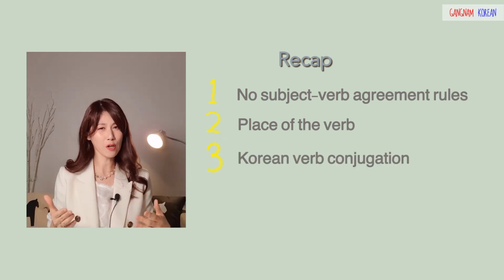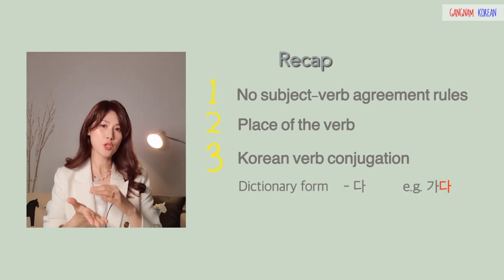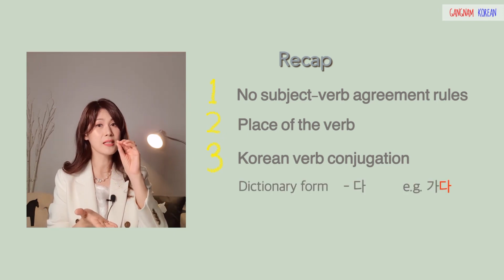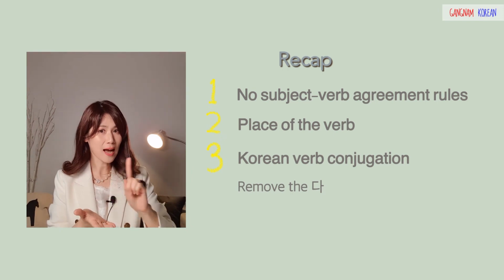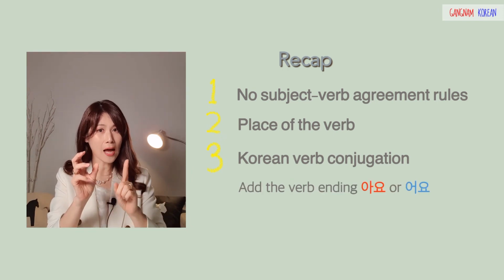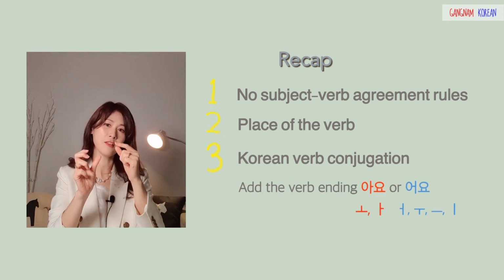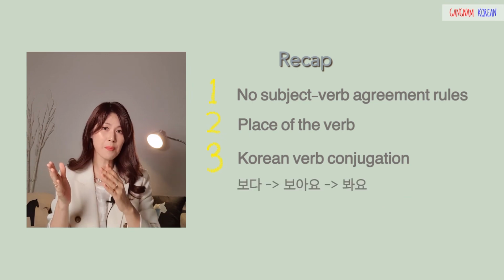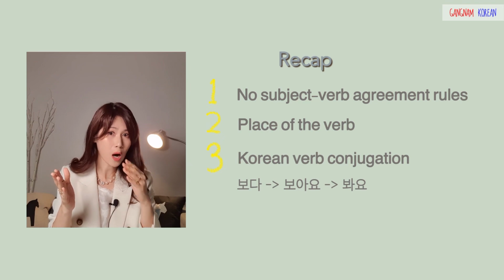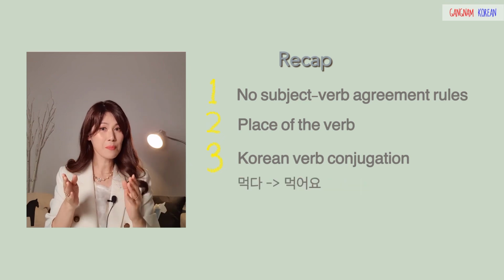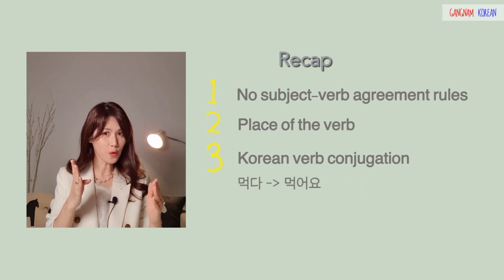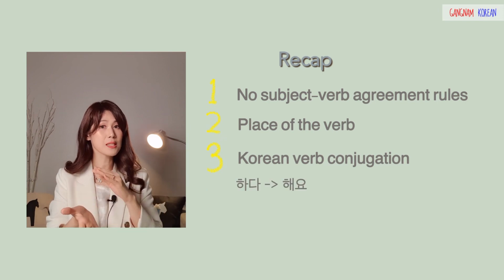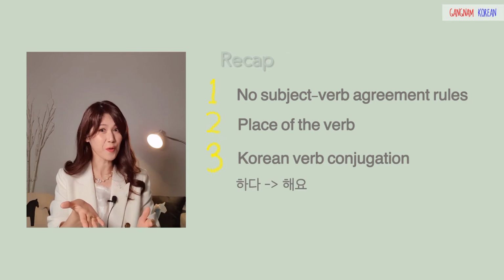Third, we learned how to conjugate Korean verbs. So you have the dictionary form that ends in 다, you remove the 다, and then you put either 아요 or 어요, depending on the final vowel of this verb stem. So 보다 becomes 보아요, 봐요. And 먹다 becomes 먹어요. And 하다 becomes not 하요, but 해요.